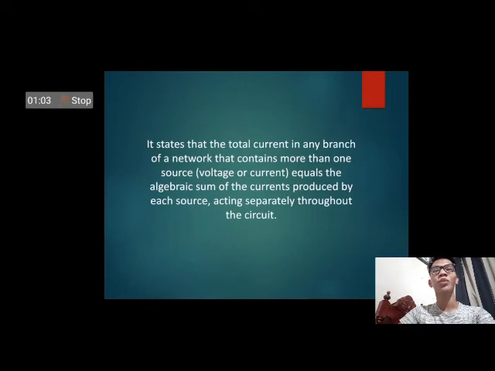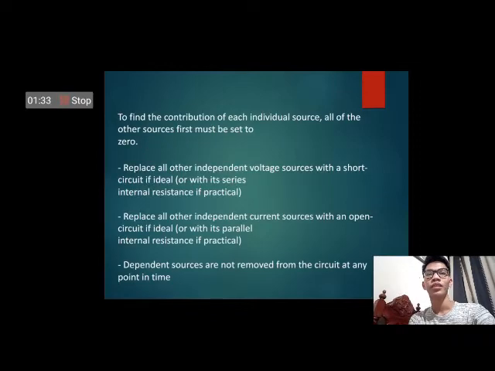So, ang aim ng superposition theorem ay ma-determine ang contribution ng bawat source when they are acting separately in a circuit. So, para malaman natin ang contributions ng bawat source when they are acting separately, kailangan nating i-replace lahat ng independent sources as short circuit or open circuit. Kapag independent voltage source, i-replace natin siya as short circuit. Kapag naman independent current source, gagawin natin siyang open circuit. In case na may dependent source, hahayaan lang natin siya.